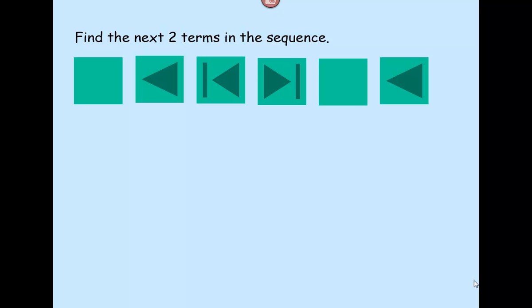If you look, you can see that the pattern has started itself over after the fourth term. So that means the next two should be the triangles with the lines in them, faced once to the left and then once to the right.